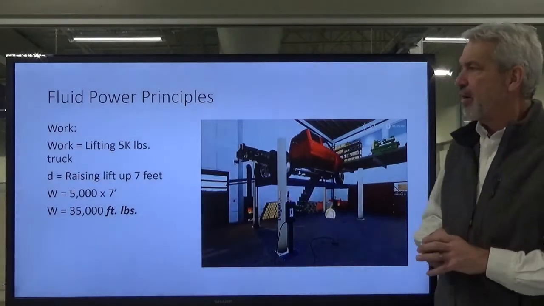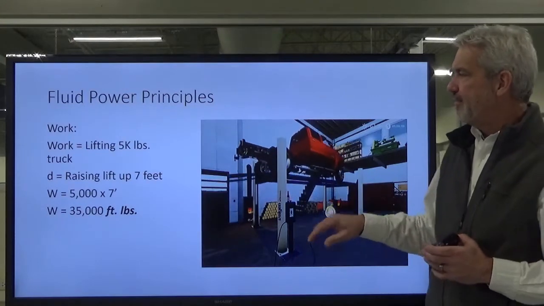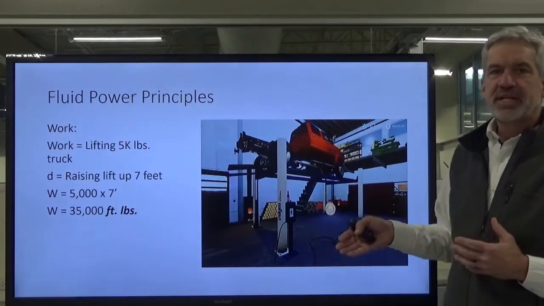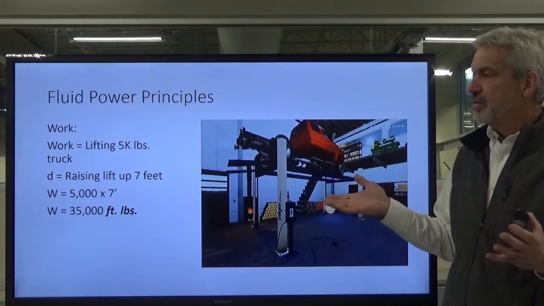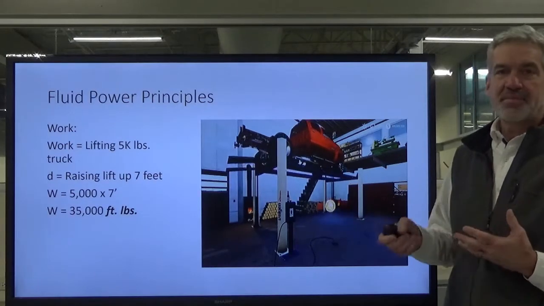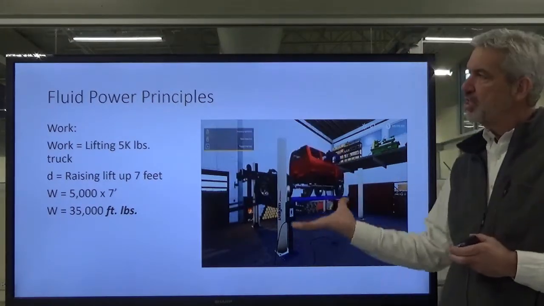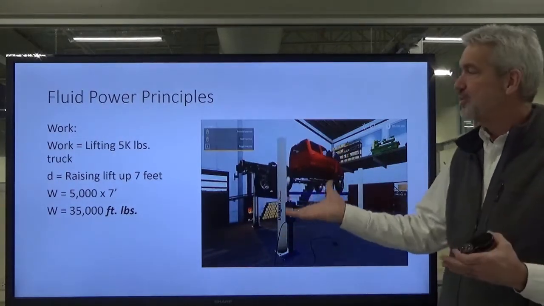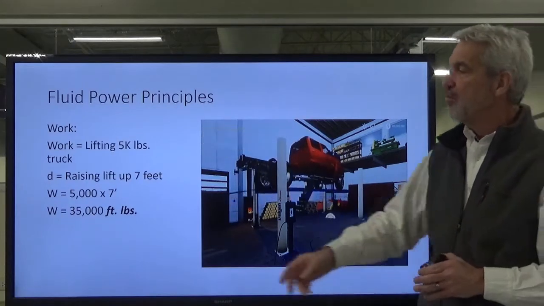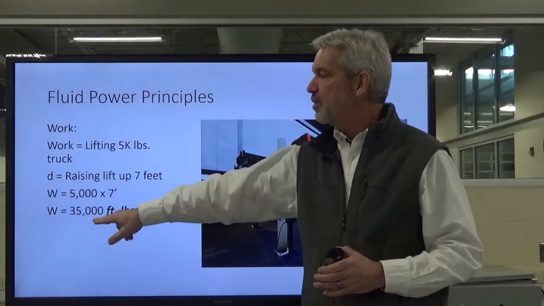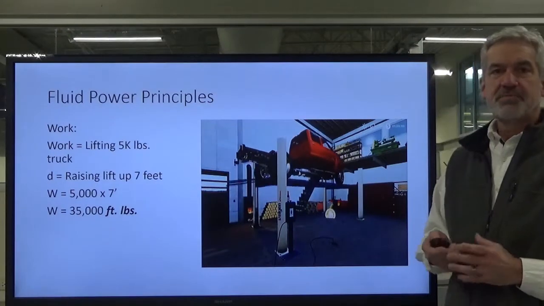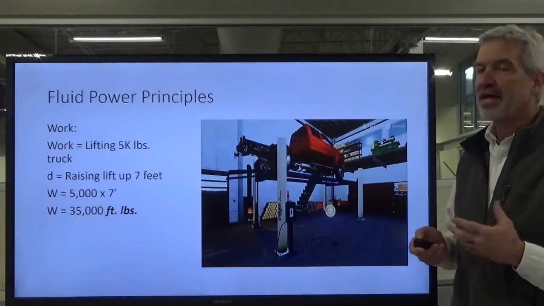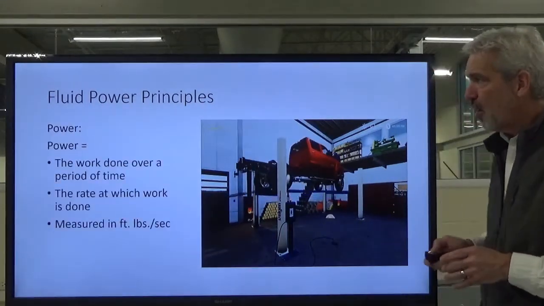So here's another example. You go to a shop, and we want to raise a 5,000-pound service truck on a lift. We're going to raise this thing 7 feet. Simply, the amount of work is going to be the force times the distance. It's going to take 5,000 pounds of force to overcome the resistance to raise that 5,000-pound truck. We're going to raise it 7 feet, so it's going to require 35,000 foot-pounds of work to get that service truck up 7 feet. Just another example of how to use that formula, very simple.